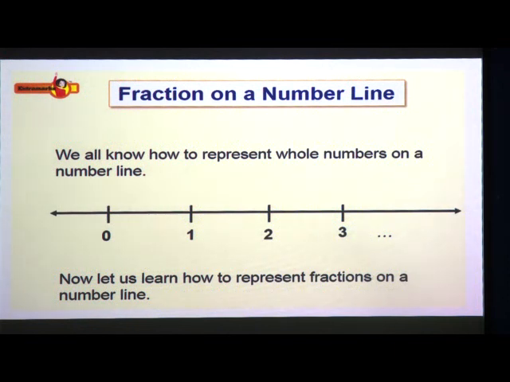As you know, the smallest whole number is 0, and as we go towards the right from 0, we have 1, 2, 3, 4 and so on. This is the number line of whole numbers. Now, let us learn how to represent fractions on a number line.